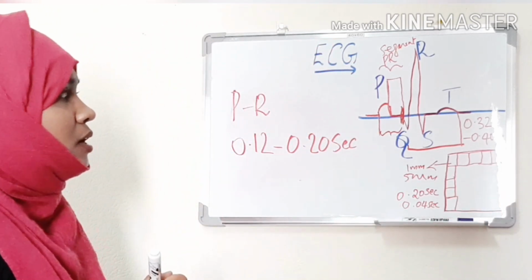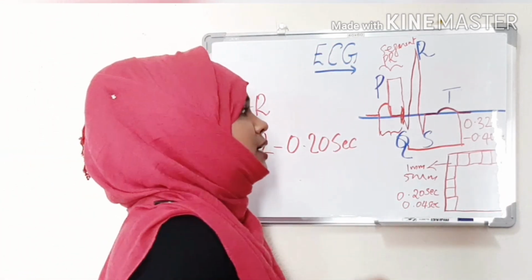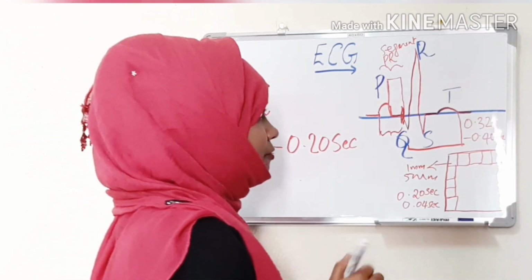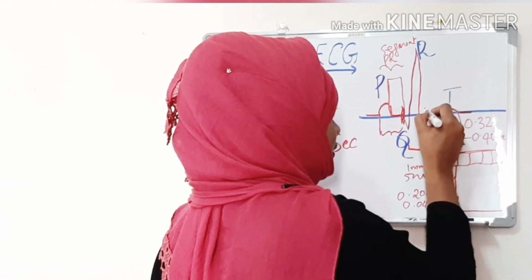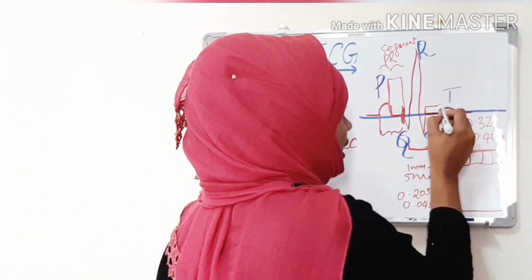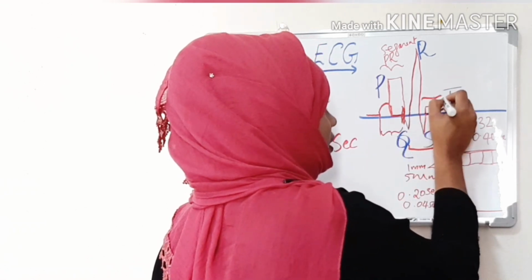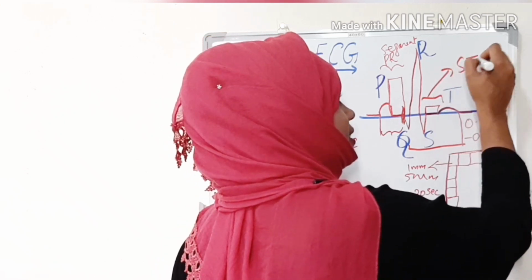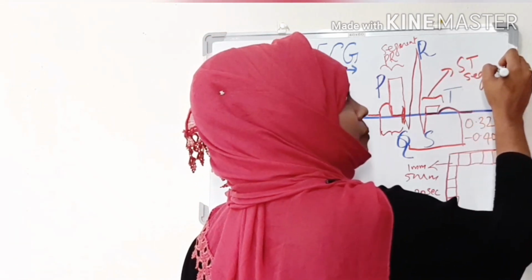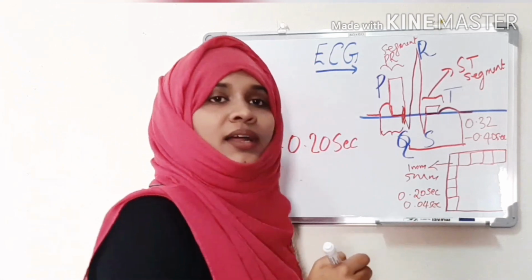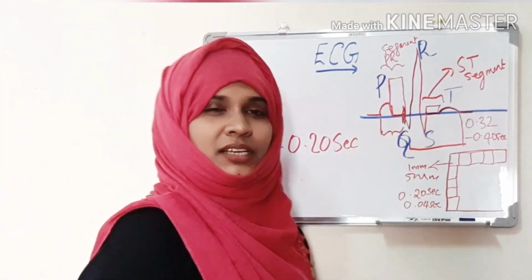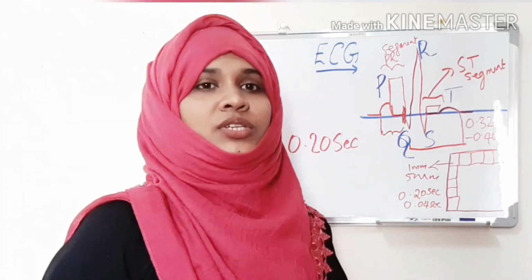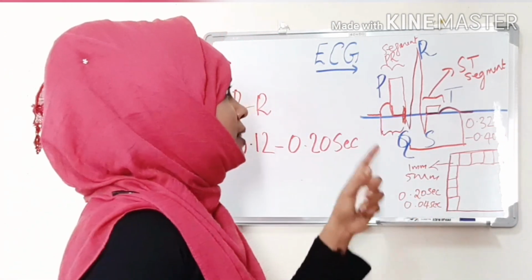Next we will learn about the ST segment. The ST segment starts from the end of the S wave to the initiation of the T wave. This one is called the ST segment. This is the time period between ventricular depolarization and ventricular repolarization. Okay, and this takes place in 0.05 to 0.15 second. Okay, these are the different segments.